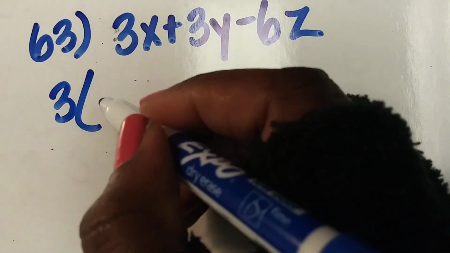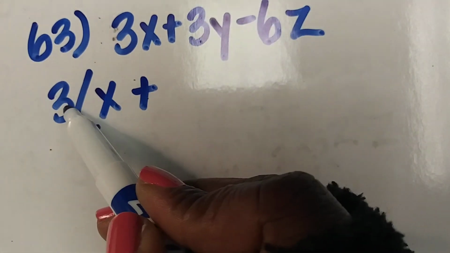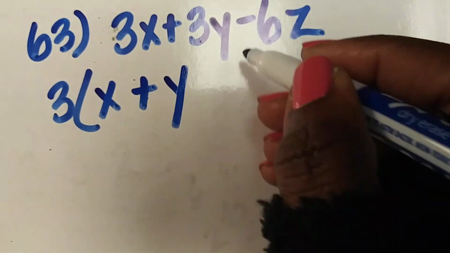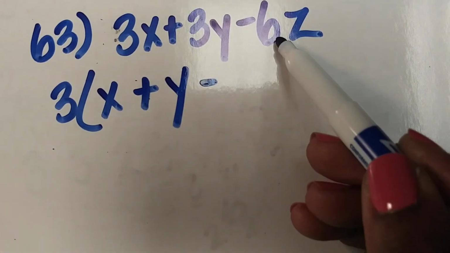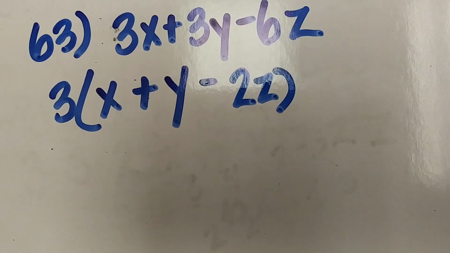3 divided by 3 is 1, so I'm left with x. Bring down your plus sign. 3 divided by 3 is 1. Bring down the y. Bring down the minus. 6 divided by 3 is 2, and bring down that z. And of course, use the distributive property to check your work to make sure you did it correctly.